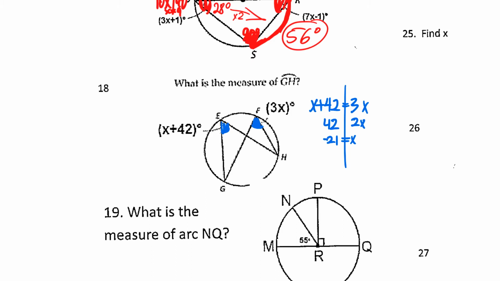If I take that 21 and plug it in right here, what's 3 times 21? 63. I'm still not quite there because 63 is the measurement of angle F. I want to know the measurement of arc GH. So 63 times 2 gives me what? 126. Gives me 126.